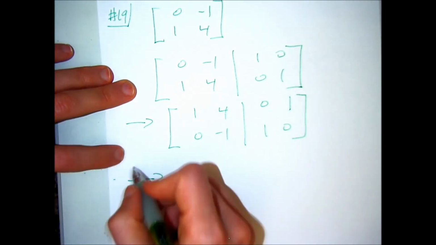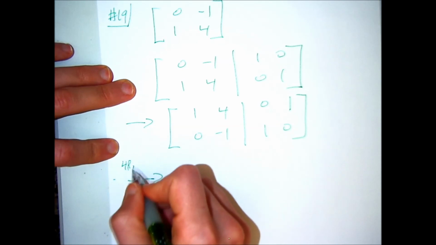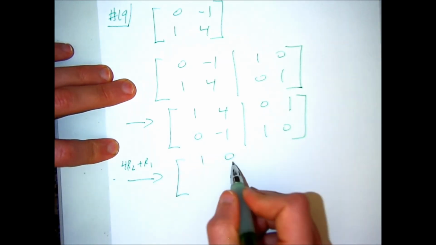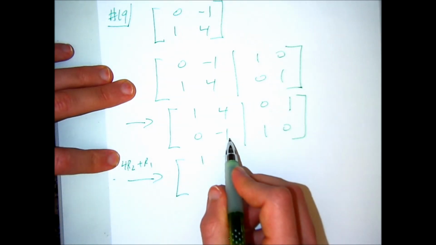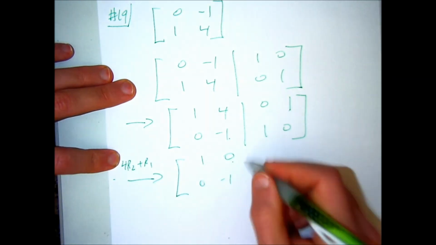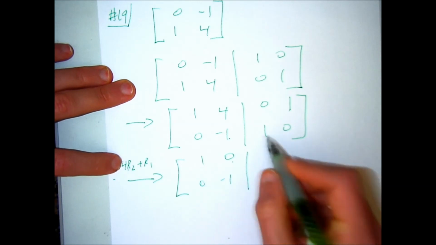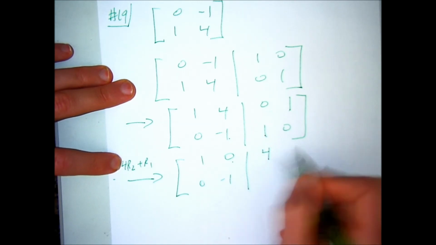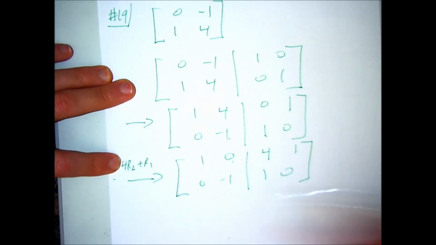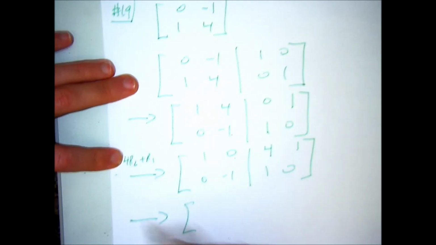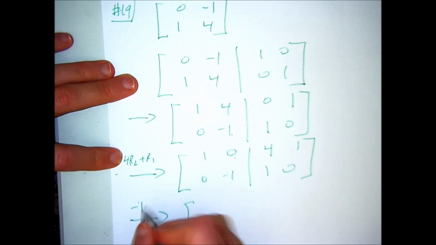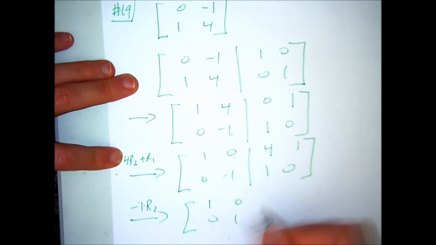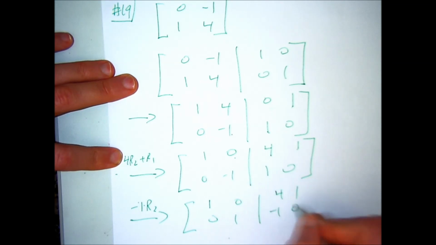Then I'll do 4 times the second row plus the first row. So I'll end up with a 0 there, because this will become a -4. And I copy down the second row and leave it alone. 4 times the second row here is going to give me a 4 there, a 1 here, 1, and 0. And then finally I'll multiply the second row by -1. And I'll get 1, 0, 0, 1, 4, 1, -1, 0.